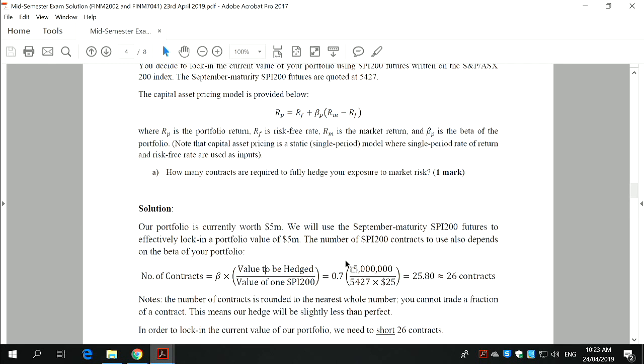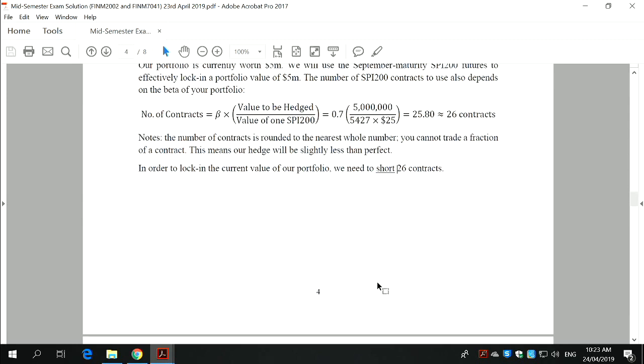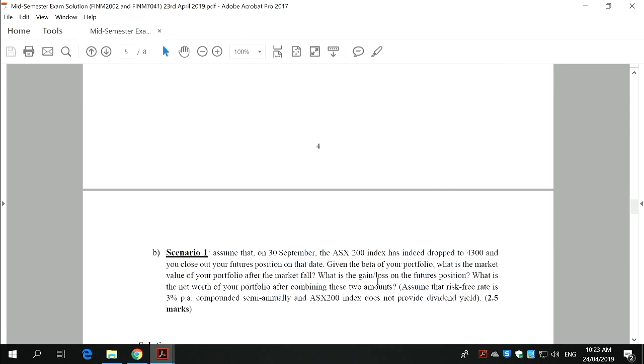Short, right? Obvious short. Because shorting the futures, you would make money when the market declines. Simple as that. A lot of people didn't say short, right? So you have to state what position you need to take in that 26 contracts.